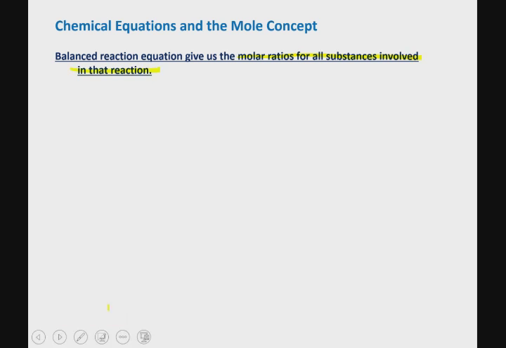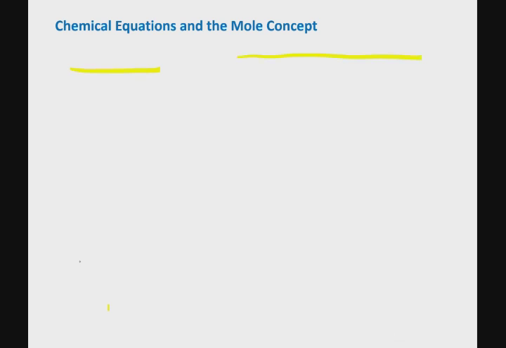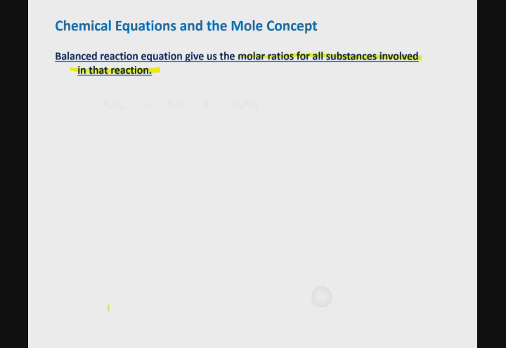Just as in the previous chapter, the subscripts in the chemical formulas of compounds give us the molar ratios of the compound to the elements in that compound. Similarly, now, looking at the same idea but with a broader perspective, the coefficients give us the molar ratios between substances that are in that entire chemical equation. So let's look at an example.